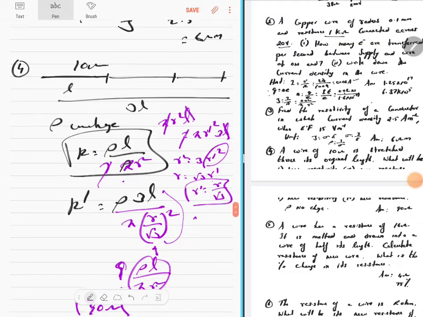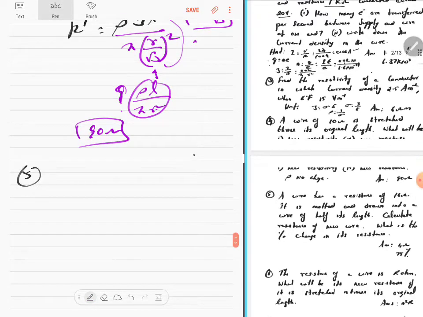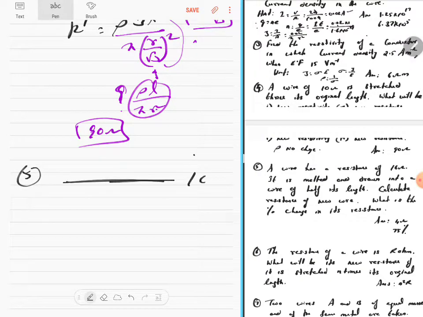So the fourth sum is over. We got the answer. Let's go to the fifth question. The fifth question: a wire has a resistance of 16 ohms. It is now melted and drawn into a wire of half its length.